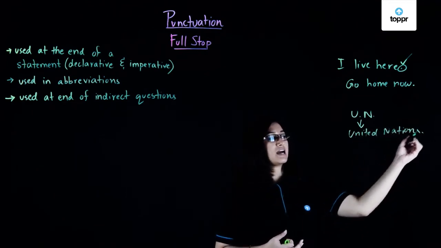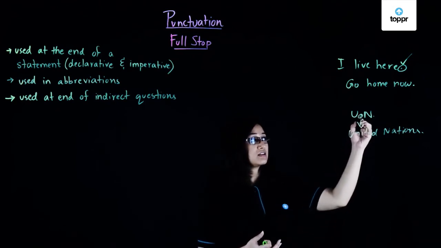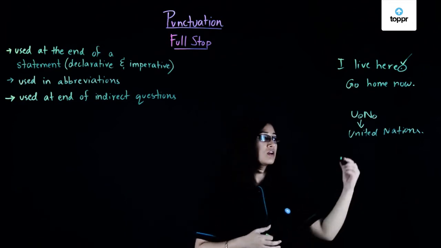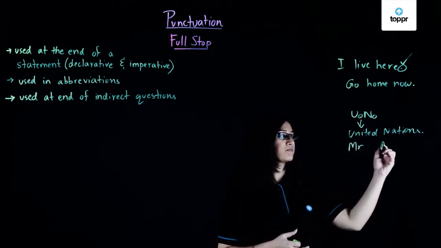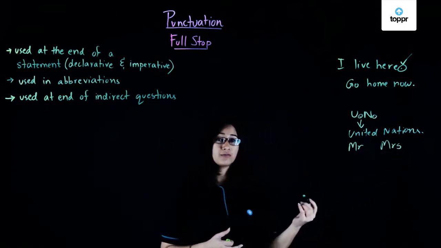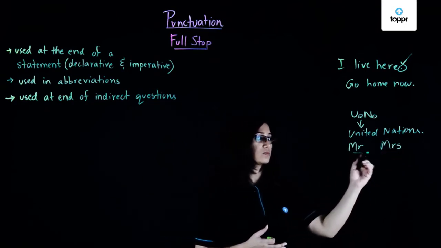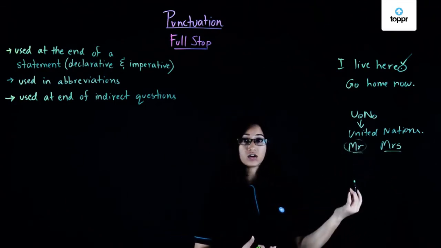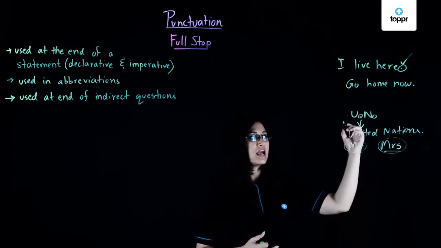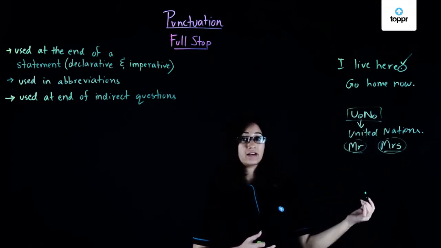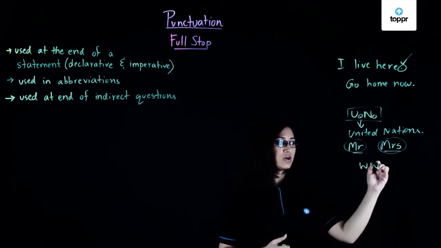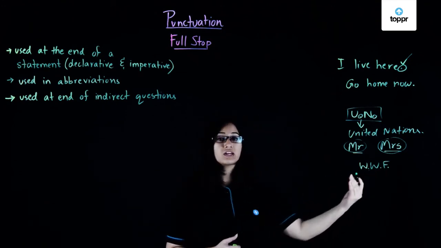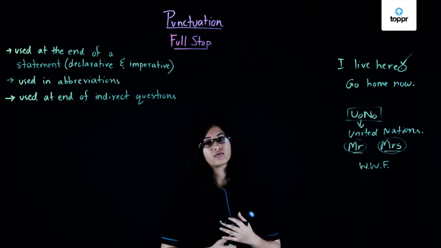Now, sometimes writers tend to omit the full stops in certain abbreviations which are now considered the full forms. For instance, we have Mr and Mrs. So you have to be careful that when you look at certain terms, you have to understand whether they're commonly considered as a whole word or whether they're used as abbreviations such as the U.N. So if I want to write W.W.F., I would write that with full stops to show that it is the abbreviation of the full form of the words.